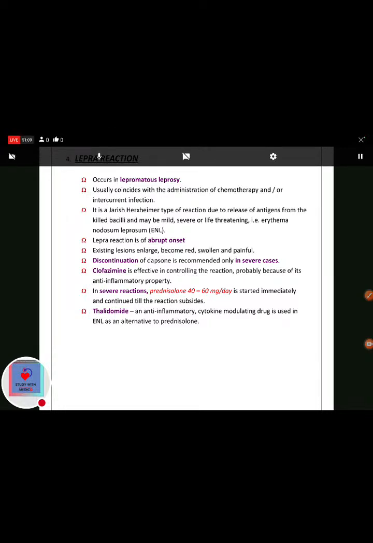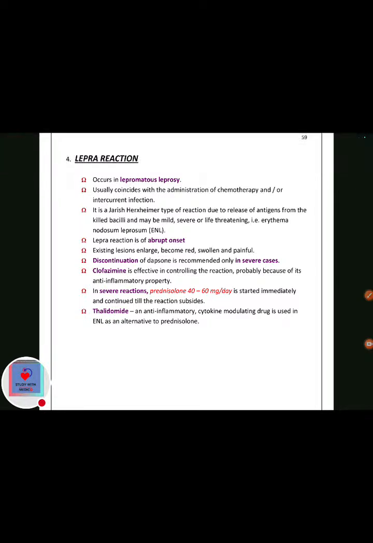Lepra reactions are basically severe. Alright, so I can't give medical advice, but I can tell you that lepra reactions are basically an extreme immune system response that can happen in people with leprosy. There are two main types, and they can cause problems with the skin and nerves.